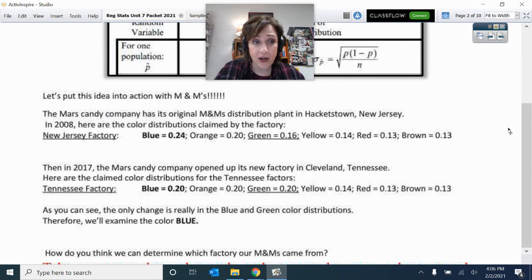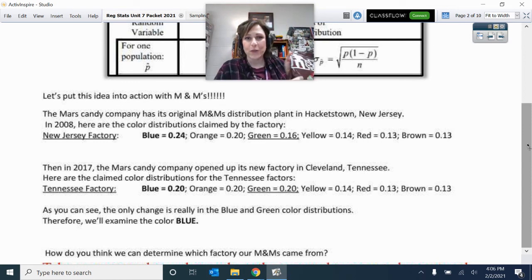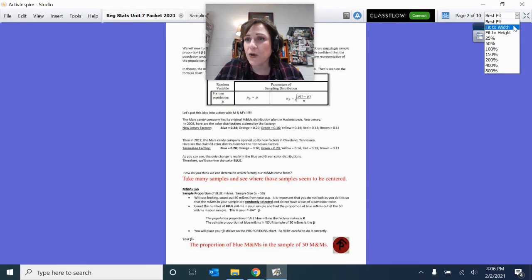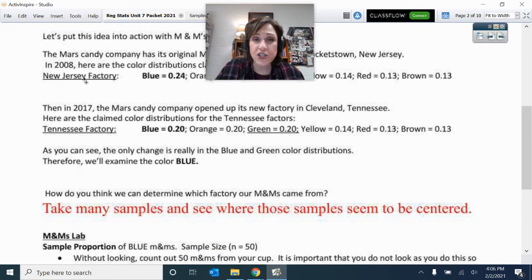So we're going to get M&Ms. In fact, I went and picked these up at the store. I'm going to see if I can see where these are from. Haha, I can tell where they're from, but I'm not going to tell you. So we're going to take a whole bunch of samples. In fact, that's what the bottom of this thing says. We want to figure out, where are our M&Ms from? Are they from the New Jersey factory or are they from the Tennessee factory? And so how do you think we can do this? We're going to take many samples and see where those samples are centered.